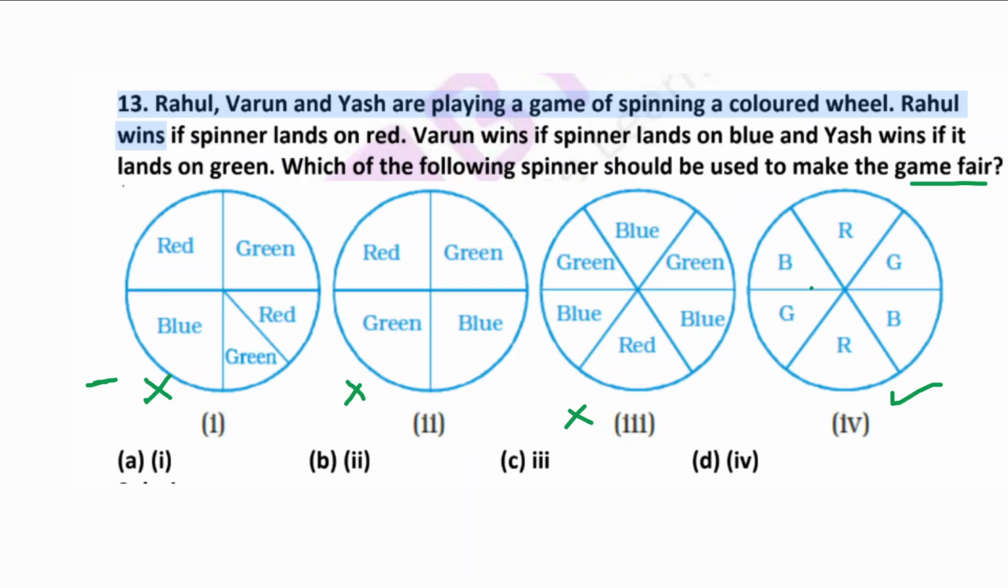Red is 2 out of 6, green is 2 out of 6, and blue is 2 out of 6, which means 1/3, 1/3, 1/3. So this spinner should be used for a fair game. Okay, now you please correct the solution.